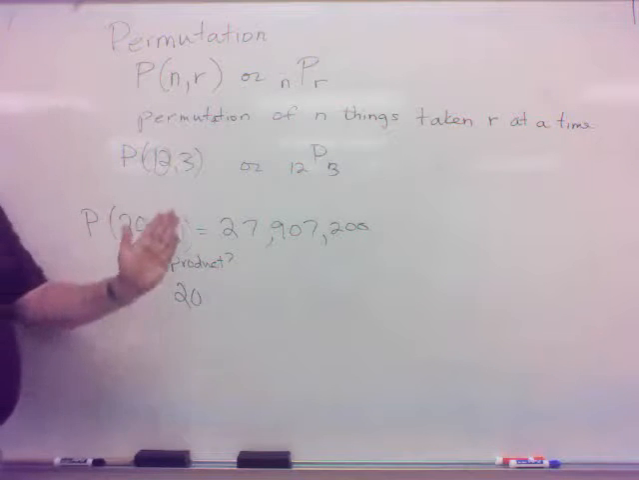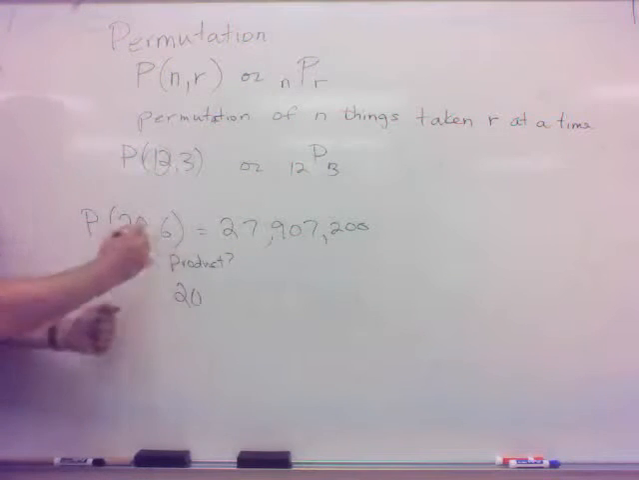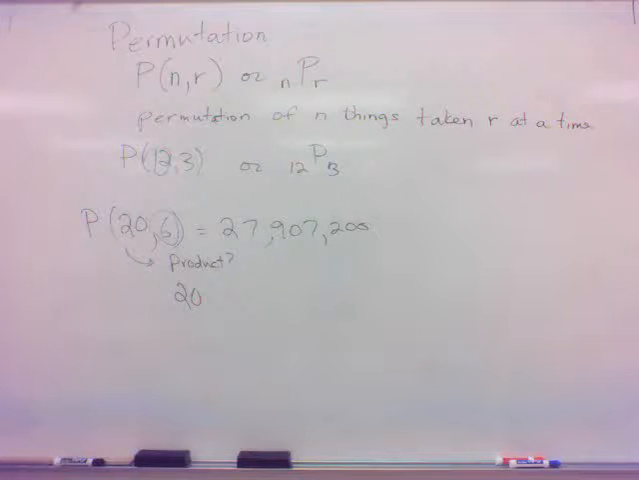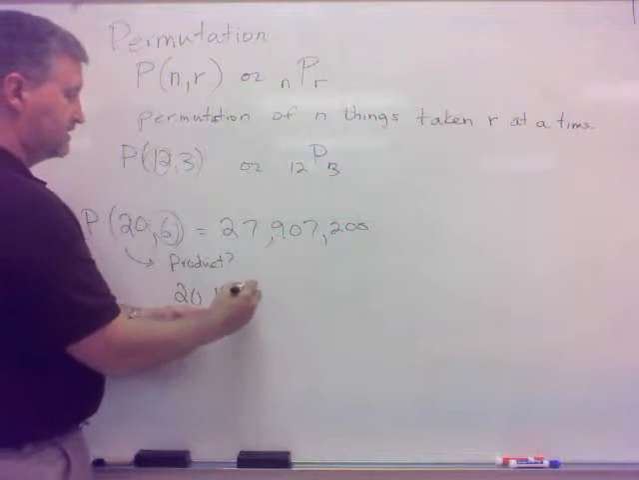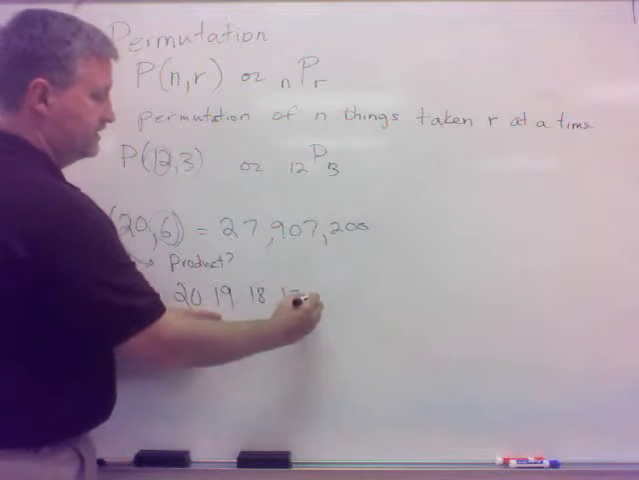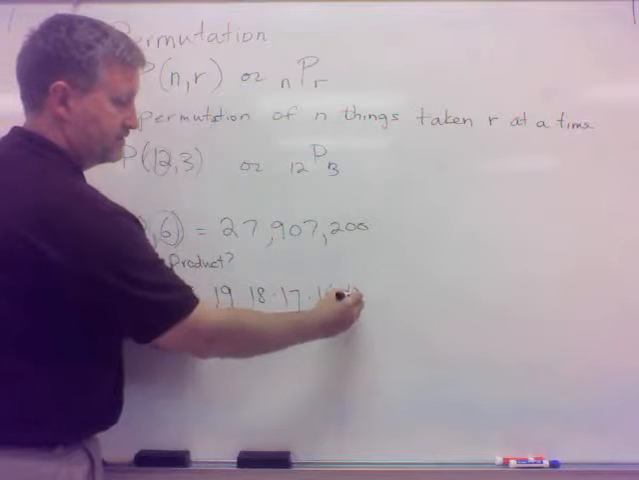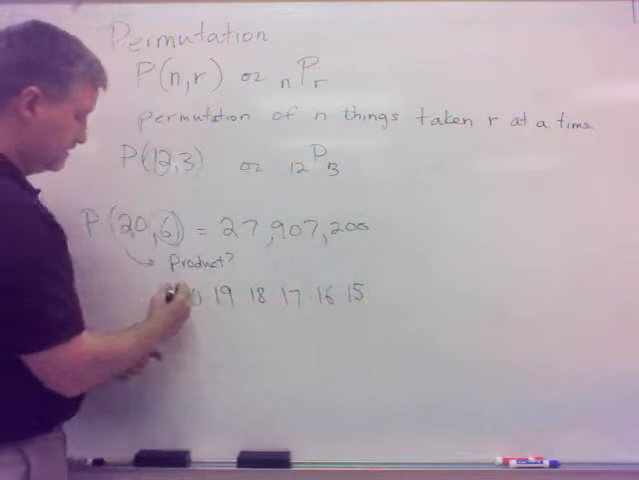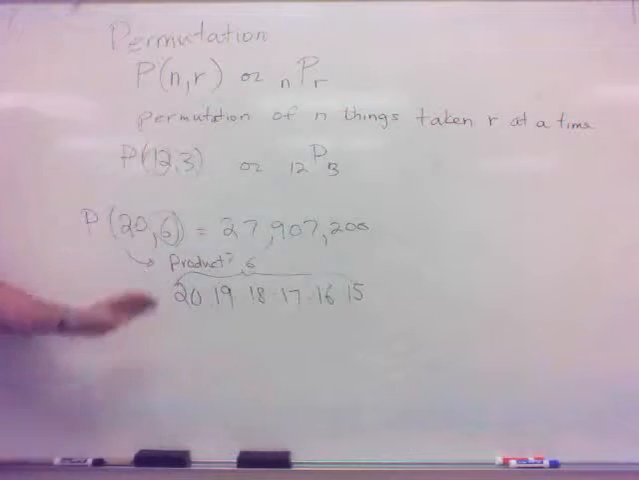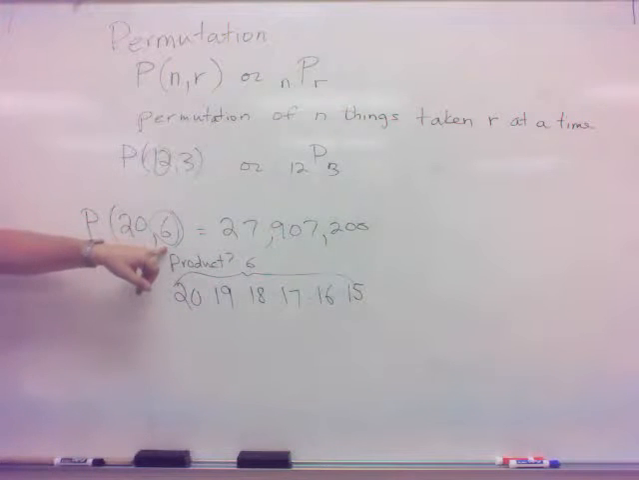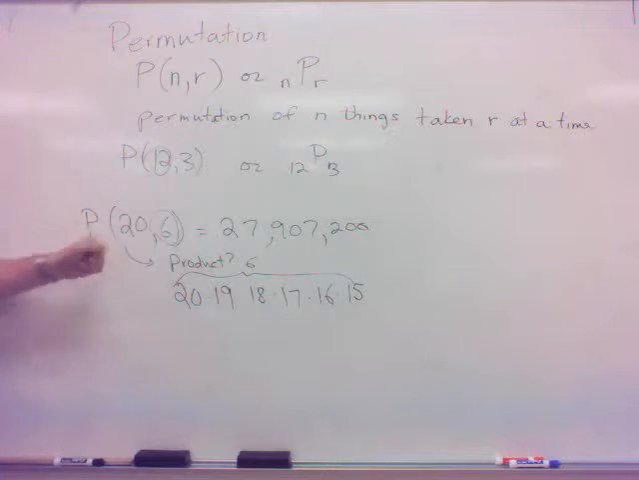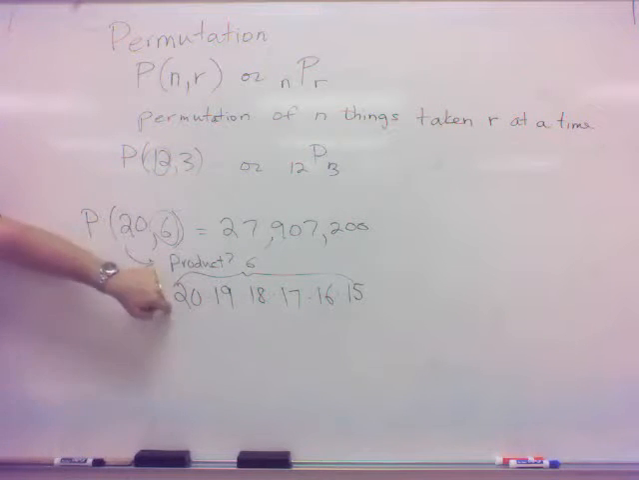Now, do I count down to 6? No. This is the number of things at a time, so I don't count down to 6. I count down to where? 20, 19, tell me when to stop. 18, 17, 16, 15, stop, right? Why? There's 6 of them. The 20 is where you start. The 6 is how many numbers you get, and then you stop. So 20P6 is 20, 19, 18, 17, 16, 15, and you should get this number if you multiply those together.